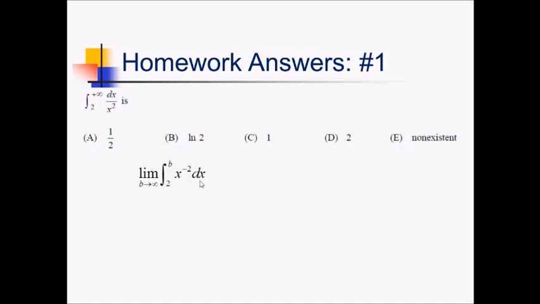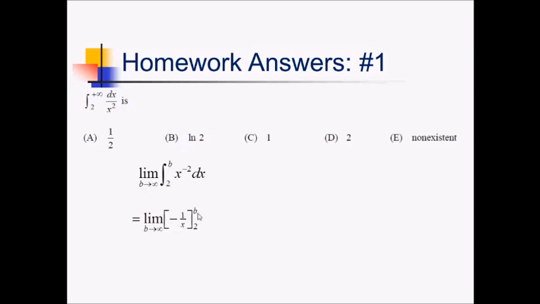Now that I've set it up like this so that I'm approaching infinity rather than trying to plug it in directly, let me take my antiderivative. That bumps up to a negative 1. Dividing by that, we've got negative x to the negative 1, evaluated from 2 to b. And I'll just save myself a little bit of time and write that as negative 1 over x.